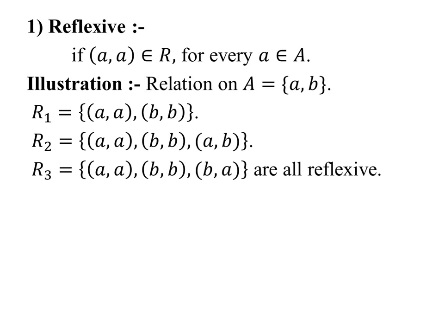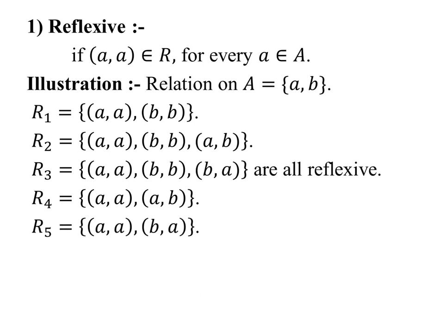Third, R3 is equal to {(a, a), (b, b), (b, a)}. Here there are two elements a and b, and (a, a) and (b, b) are contained in R3. So R3 is a reflexive relation. So R1, R2 and R3 are all reflexive relations. R4 is equal to {(a, a), (a, b)}. Here set A is equal to {a, b}. Here the ordered pair (a, a) is in R4 but (b, b) is not in R4. Here (b, b) does not belong to R4, so therefore R4 is not reflexive.